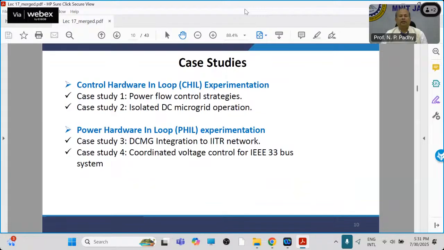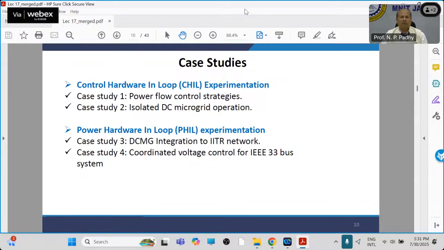So today, the very interesting part is that we have done many experimentations on CHIL and PHIL. It is very interesting, but whenever you attempt to solve any problem related to CHIL or PHIL, you have to be extremely careful, because we burned things and celebrated many Diwalis in the laboratory before we came to this stage. So you have to be extremely careful.